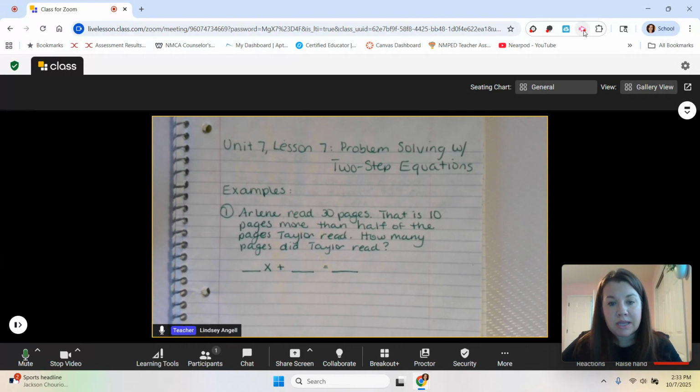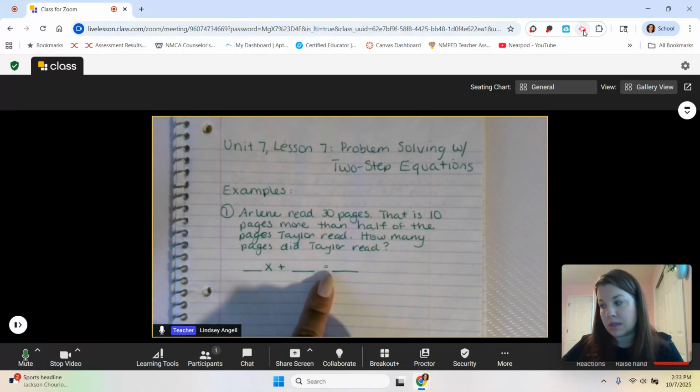Number 1, Arlene reads 30 pages. That is 10 pages more than half of the pages Taylor read. How many pages did Taylor read? Now, on the actual practice that this came from, this is on page 15 of today's lesson, number 1, they only want you to fill out this equation. That's all they want you to do.